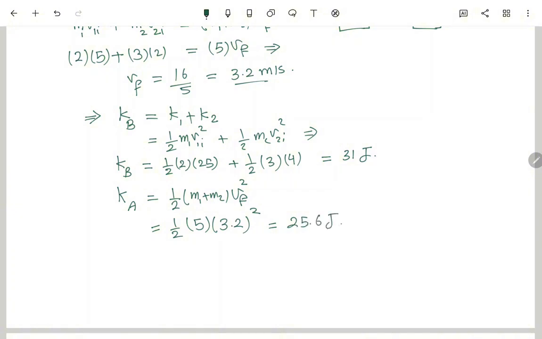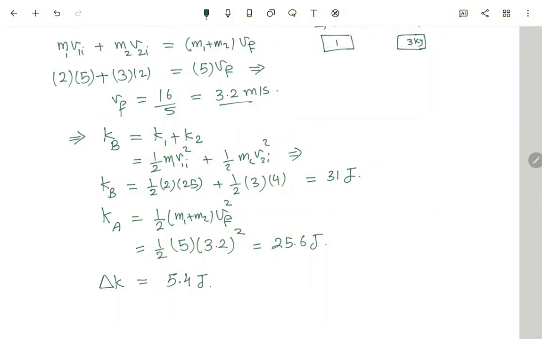Now the loss in kinetic energy, it's delta K. For this one here, it's equal to 5.4 joules, which is the difference between the kinetic energy before and the kinetic energy after.